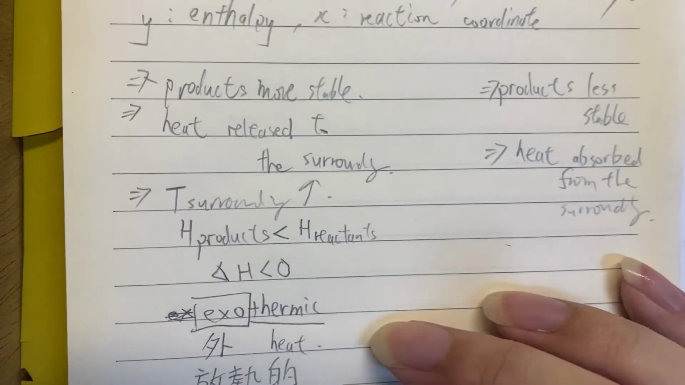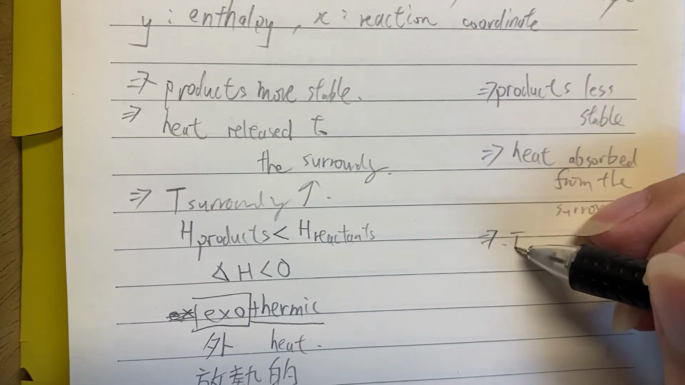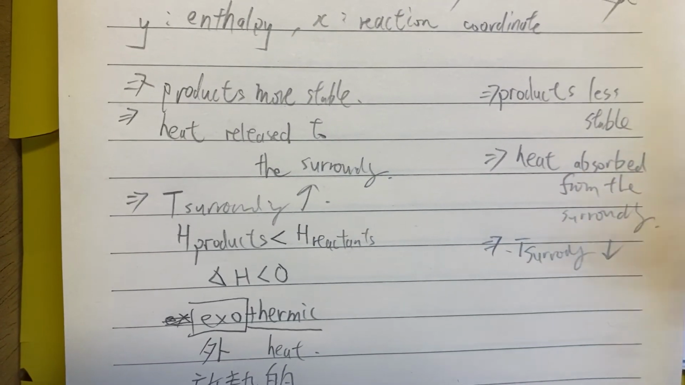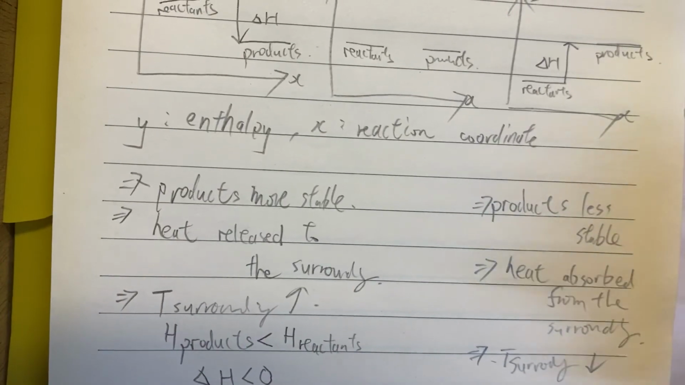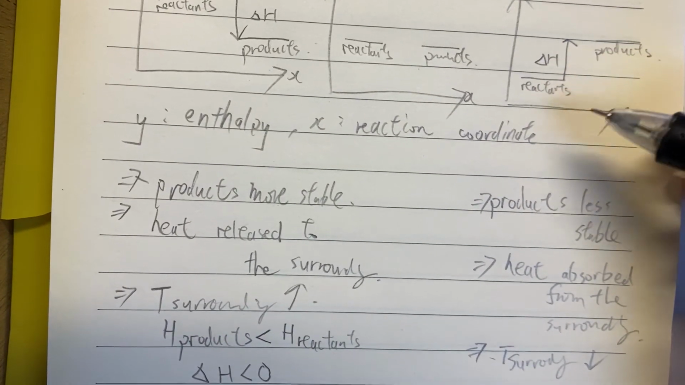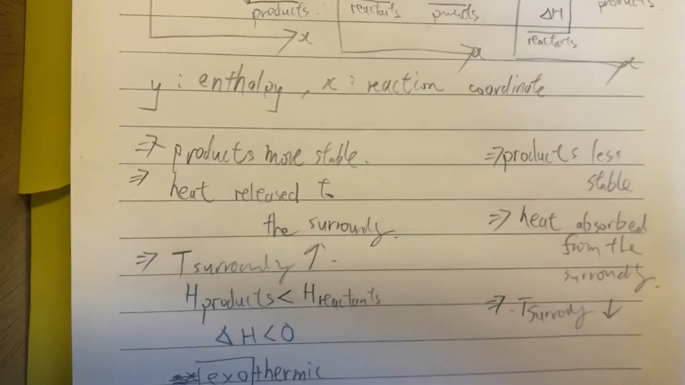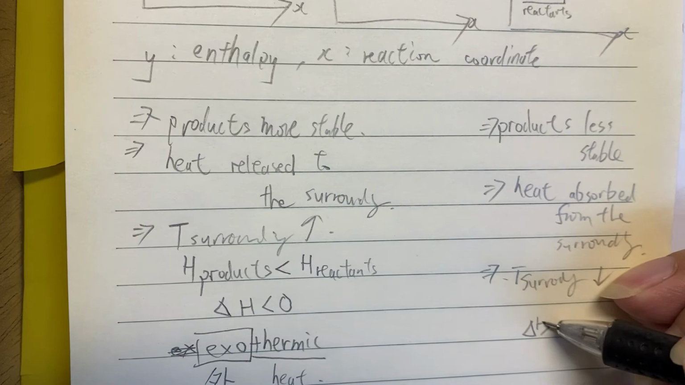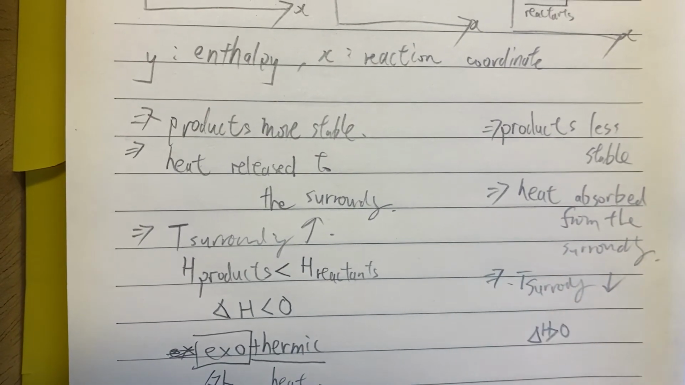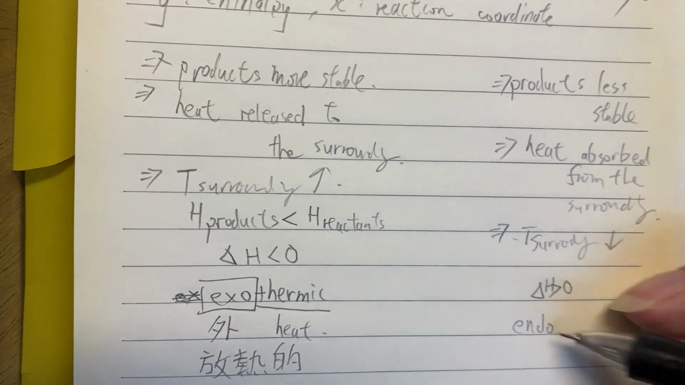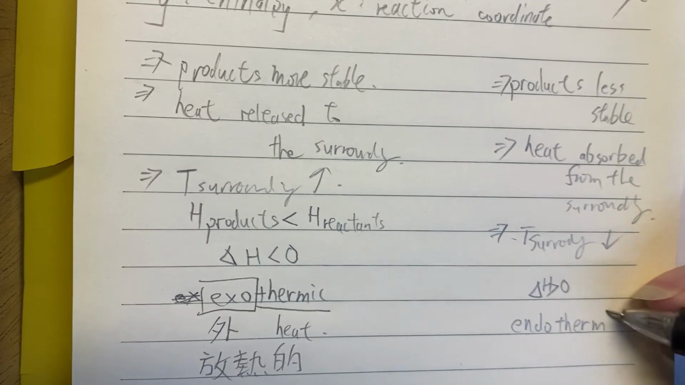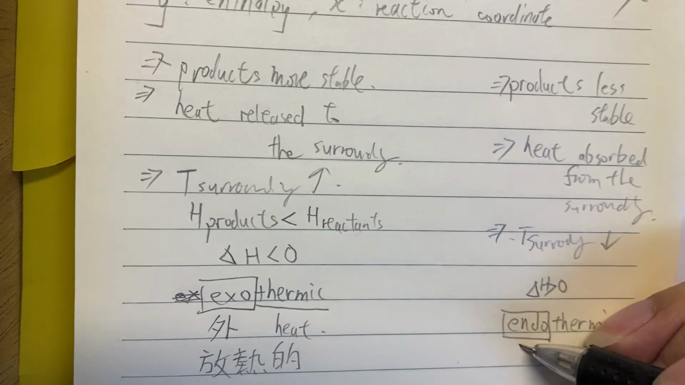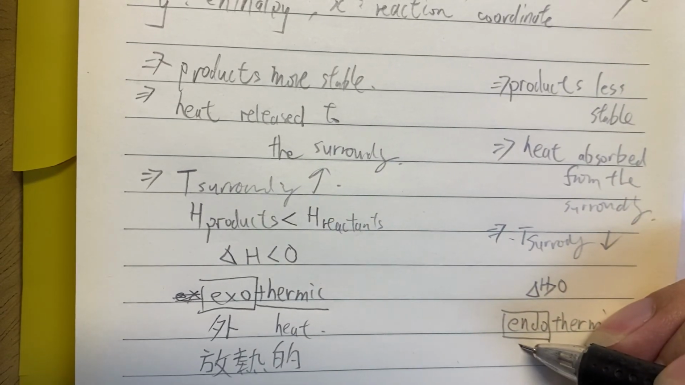And then what will happen to the surrounding temperature? It will decrease. The surroundings will decrease in temperature because some of the heat energy will be absorbed by the reactants in order to make the reaction possible to become the product. And on the contrary to those exothermic reactions, this time the delta H will be larger than 0. We use another adjective to describe it. It's called endothermic. And endo means that it will absorb energy.